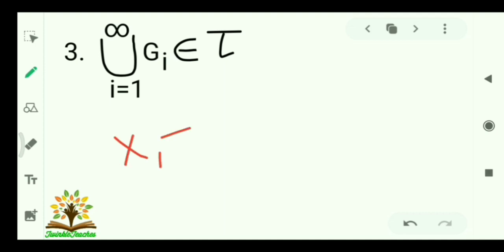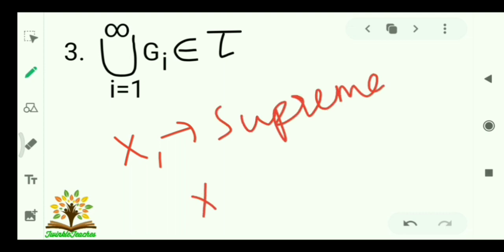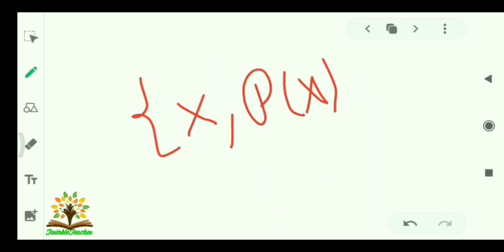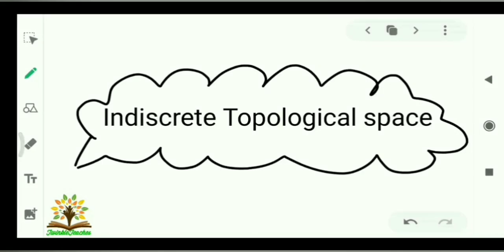X is the supreme set which belongs to the power set of X. And if we take the union of all subsets of X, it will again give us X, which belongs to the power set of X. So the third property is also verified. So we can say that X and the power set of X together form a discrete topological space. Let's come to the next topic, indiscrete topological space.